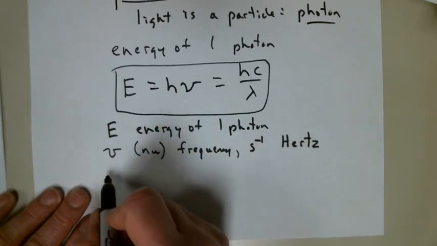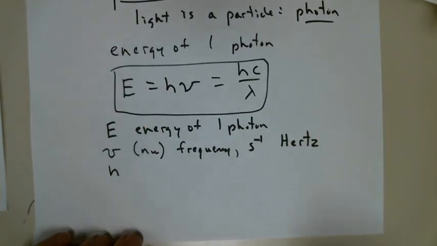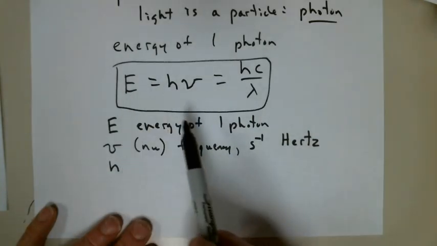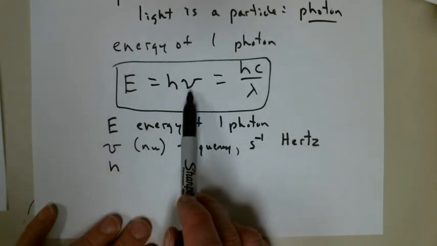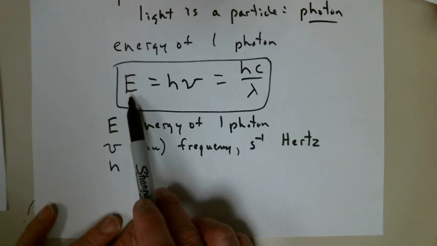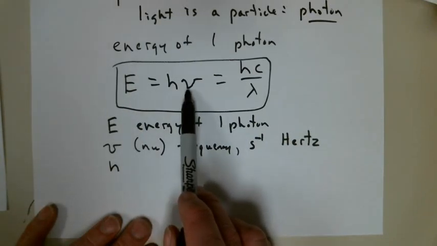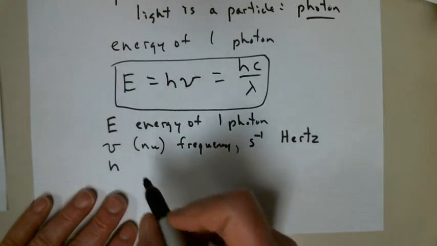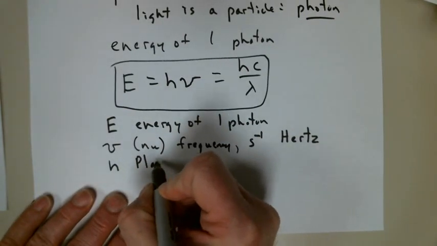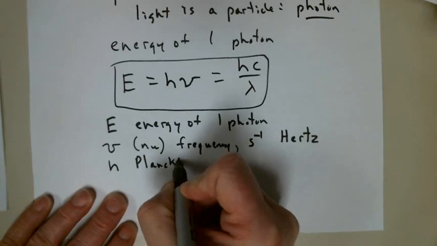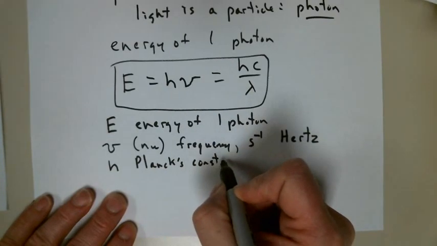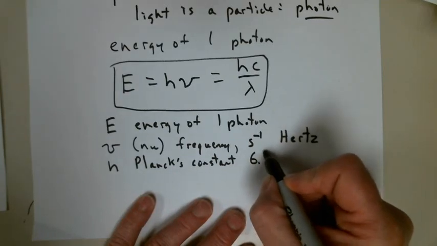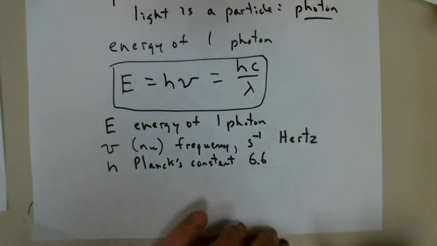Then h is the proportionality constant for this to convert from frequency to energy. And so you notice that the energy of a photon is directly proportional to the frequency, just like we did when we had the spectrum earlier. So h is Planck's constant, which shows up all throughout science in different areas, just like pi or other things.